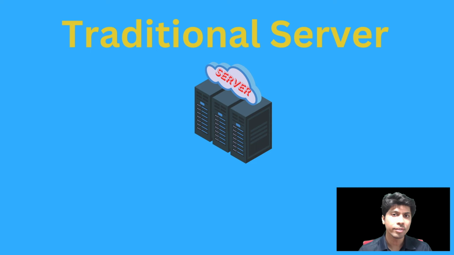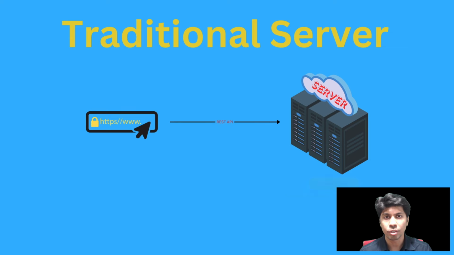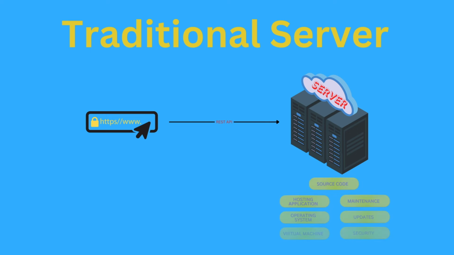Hello. To understand what is Azure Function, we first need to understand how a traditional server works. A traditional server has a trigger point, which is usually a REST API coming from your browser and hitting the server. If you want to manually set up this traditional server, we need to have a virtual machine first, install an operating system into it, and have a hosting application on top of the operating system.